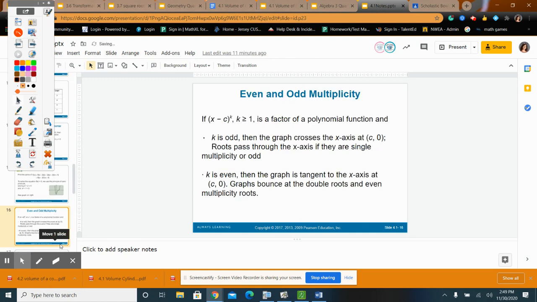Oh, here's what they said right there. If k is odd, if the multiplicity is odd, it crosses through. And if it's even, it bounces. They call it tangent, but I like to call it a bounce. And that's how you can tell.